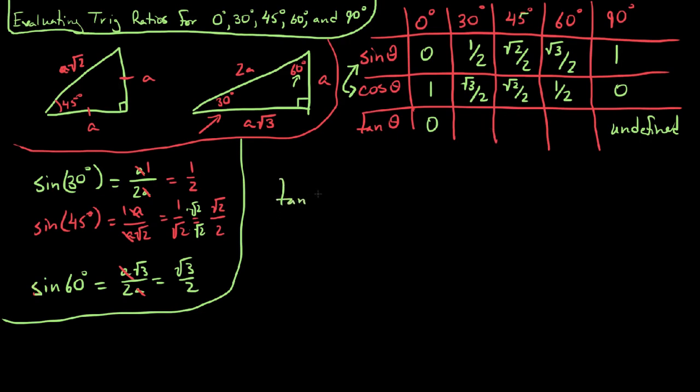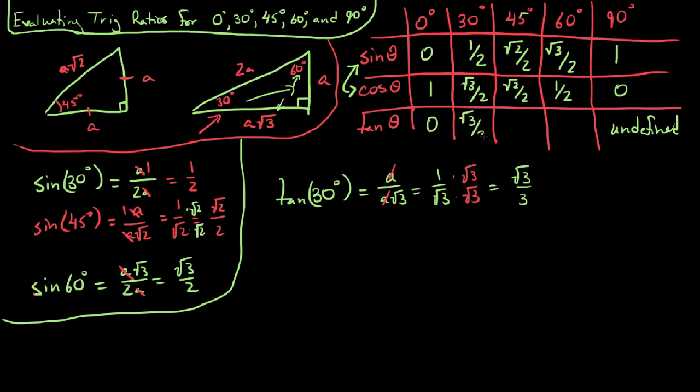So tangent of 30 degrees, we've got our triangles up here, let's refer to them. Tangent of 30 would be opposite over adjacent, so a over a radical 3. Our a's will cancel, we have 1 over radical 3, which when we rationalize the denominator, we get radical 3 over radical 3, and end up with radical 3 over 3.